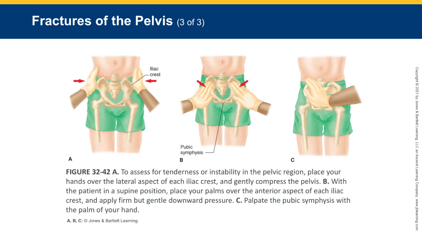To assess for pelvic instability, place your hands on the iliac crests and apply gentle pressure to detect movement or tenderness. Do not aggressively manipulate the pelvis, as this can worsen bleeding. If a pelvic fracture is suspected, use a pelvic binder to stabilize the area and transport the patient as quickly as possible.